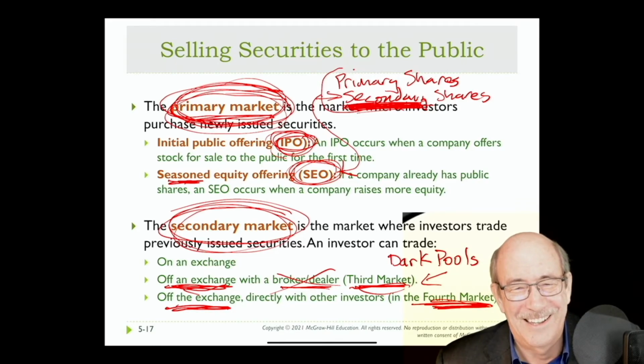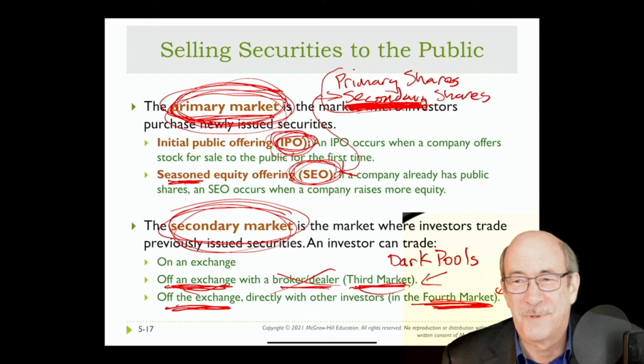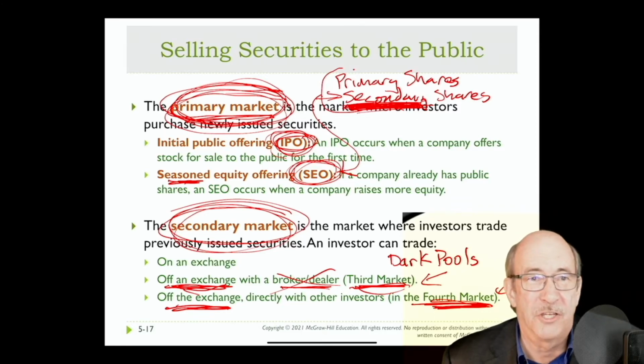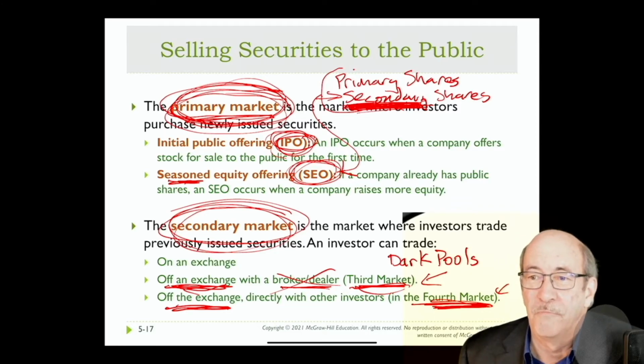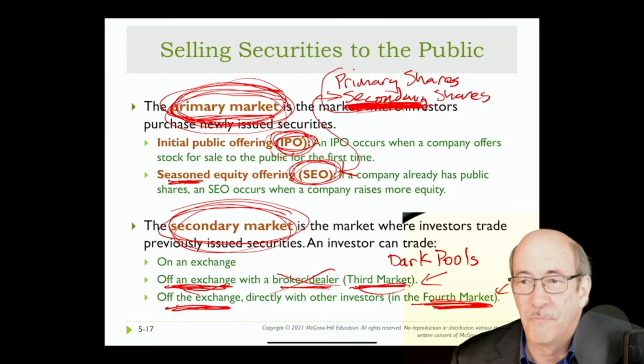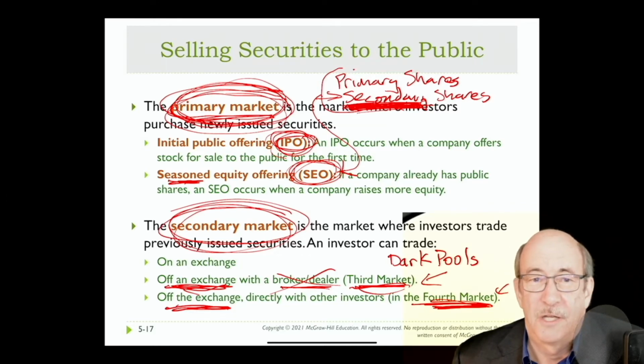Questions? Yeah, I have a quick question. Yeah, Spencer, go ahead. What would be an example of a previously issued security? Oh, any shares out there that are trading right now, whether it's IBM or Apple or GM, those shares are already in the marketplace, so those are secondary shares. Any other questions on these terms? Like I said, we've got more to cover.